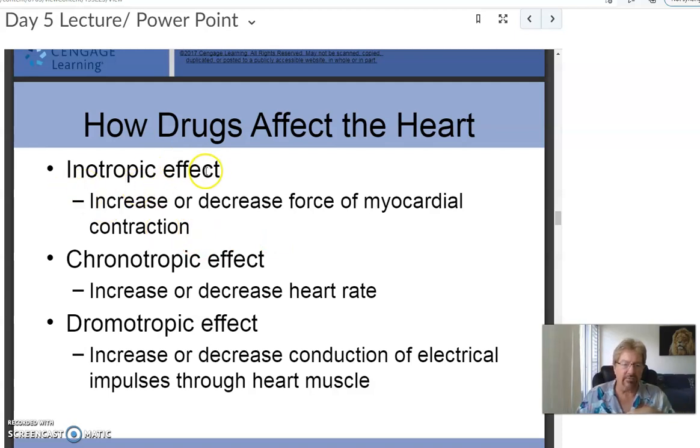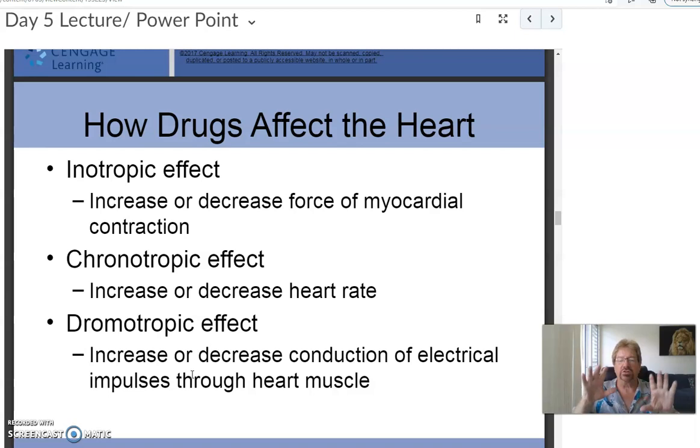Inotropic effects means increasing or decreasing the amount of the myocardial contraction. So inotropic is how hard or not so hard the heart contracts. Whoosh. Chrono means time. If you remember that, that'll help. Like a chronometer is a fancy word for an expensive watch. Chronotropic affects an increase or decrease in the rate. And then dromotropic deals with the conduction of the electrical impulses in the conduction system of the heart.